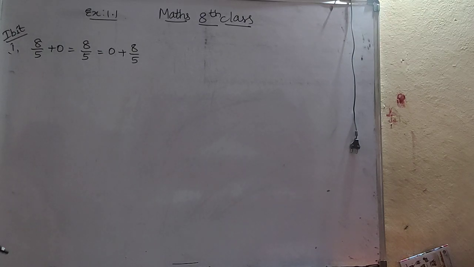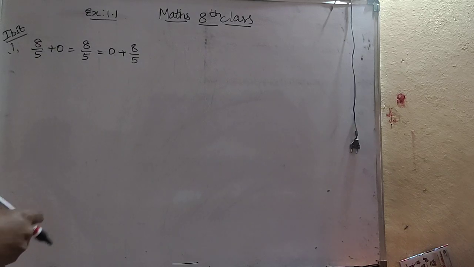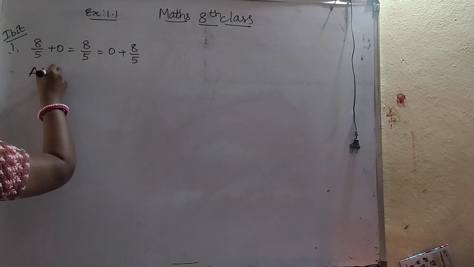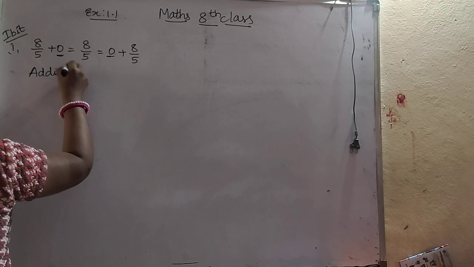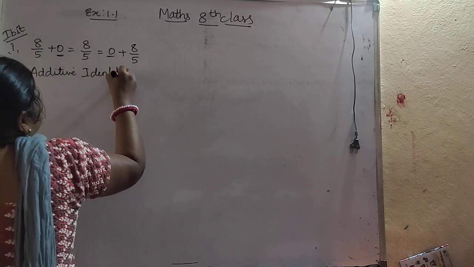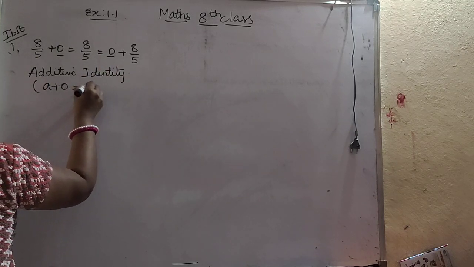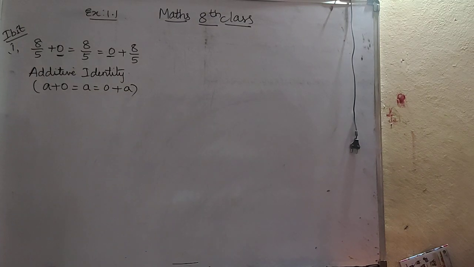So in which property we can add any number to 0, again the result will be same number. So that is which property? That is additive identity. So here 0 we are seeing. So that is additive identity. What is the general form? A plus 0 is equals to A equals to 0 plus A. So this is our general form.